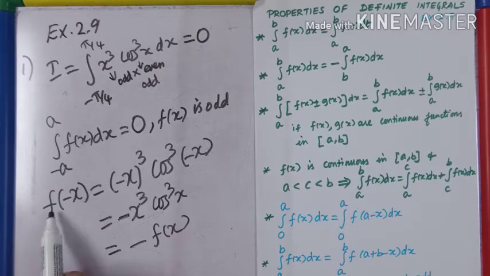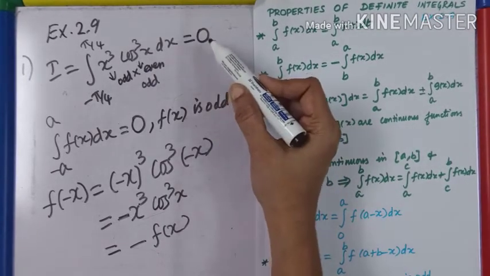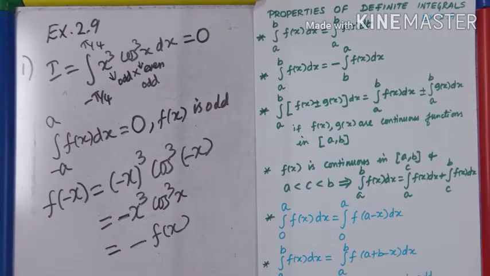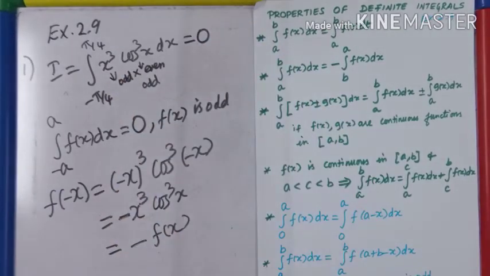So whenever f of minus x is minus f of x, just declare it is an odd function and my answer is 0. Those who are unable to follow all this, at least check roughly whether it is odd or even and write the answer.